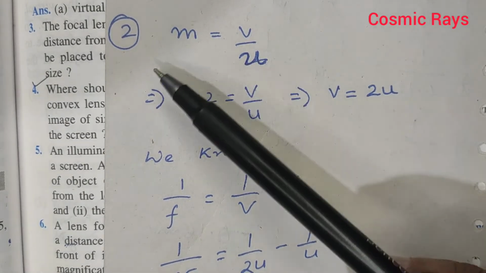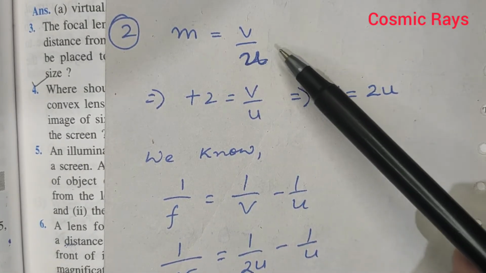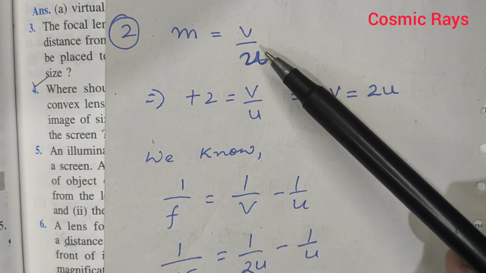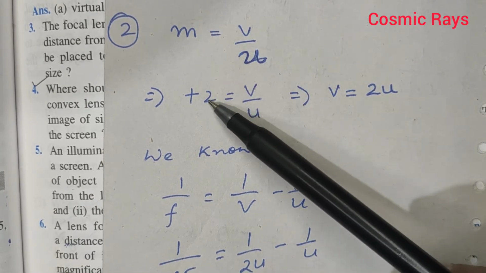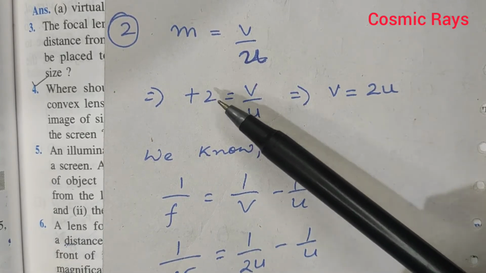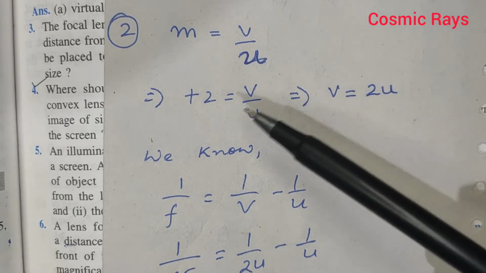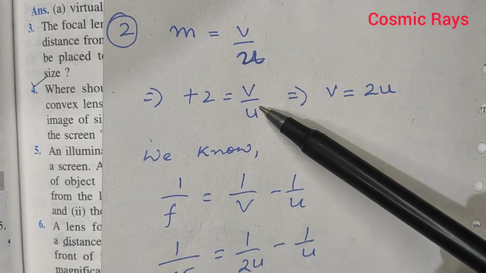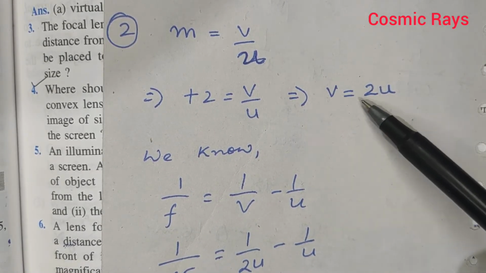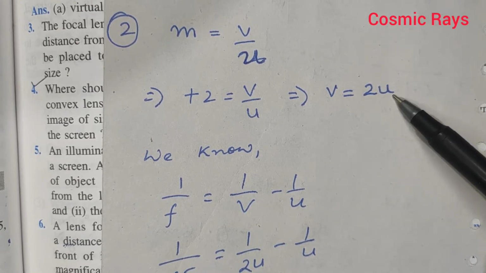We know that the magnification is given by V by U, or V upon U. So we want the magnification to be plus 2, meaning twice the size of the object. So plus 2 is equal to V by U, which implies V is equal to twice of U.